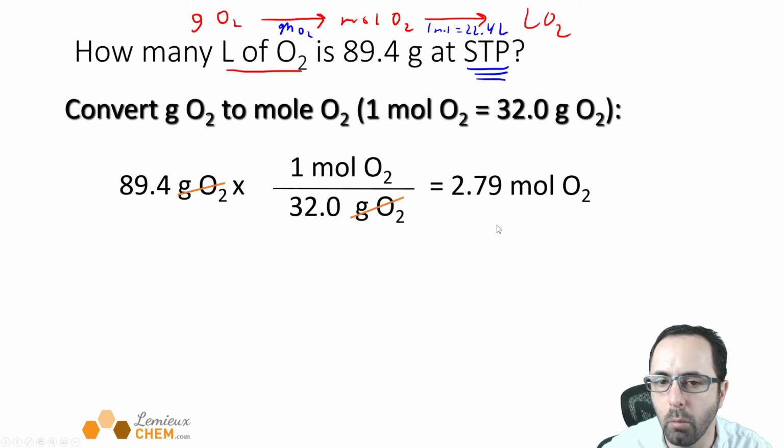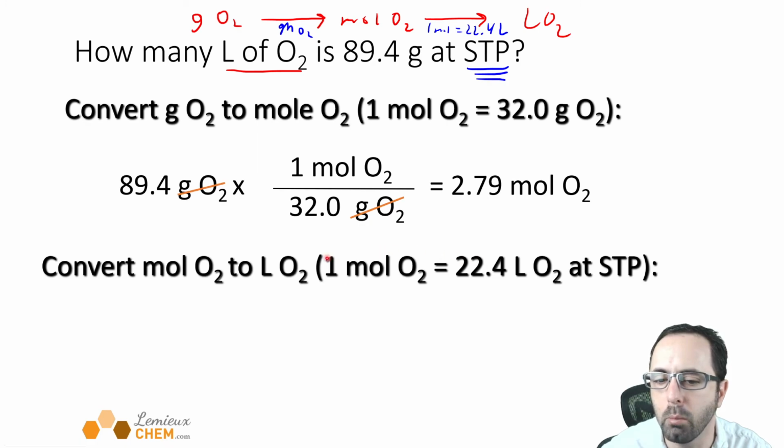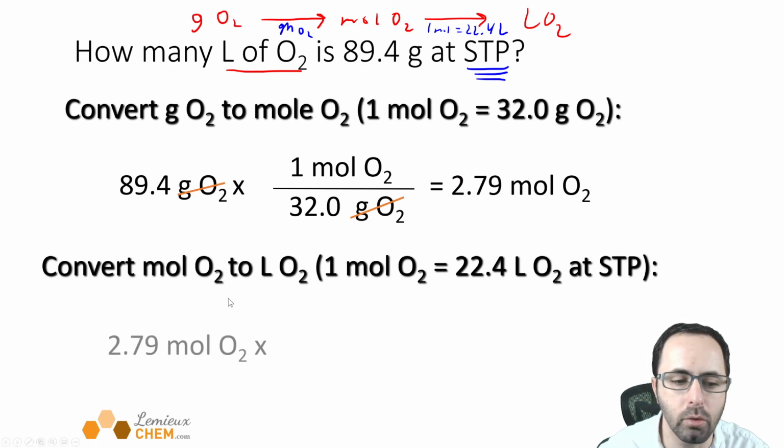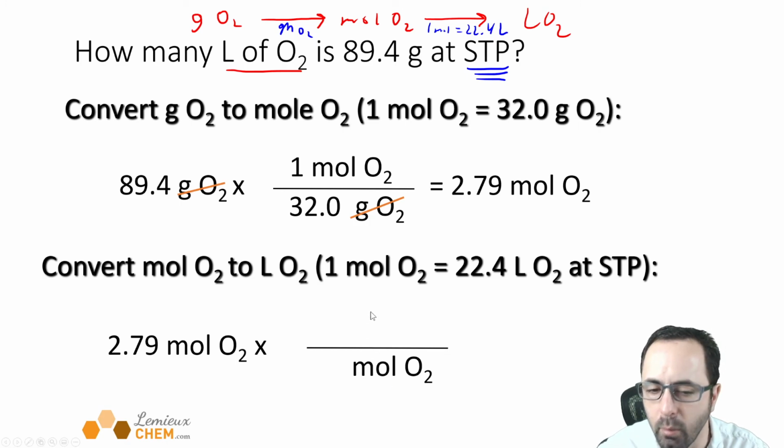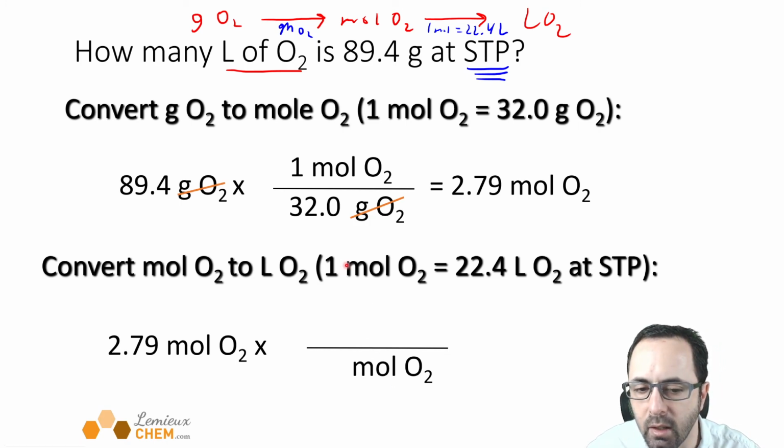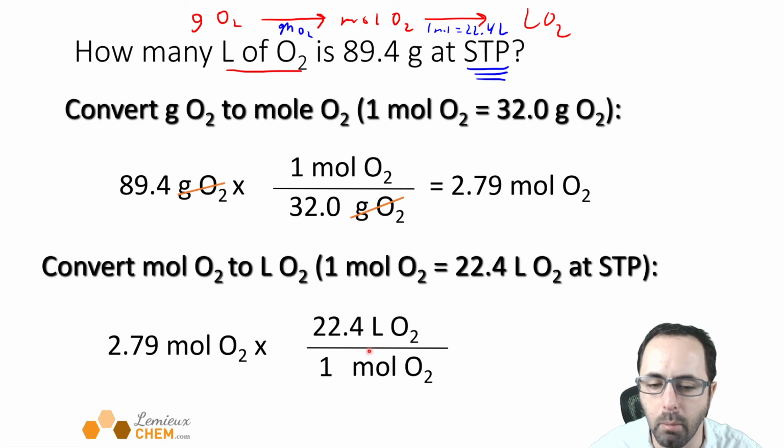Okay, now we've got the moles of O2. Now we can use 1 mole of O2 is 22.4 liters of O2 at STP. So we're going to copy down our 2.79 moles of O2 here. And again, we know that since we're converting, our moles of O2 have to go down here because they've got to cancel. So then we look back at our conversion factor and we see the number that goes with moles of O2 is 1, that's going to go here, and the other side is 22.4 liters of O2, that's going to go on the top. Then our moles of O2 will cancel.